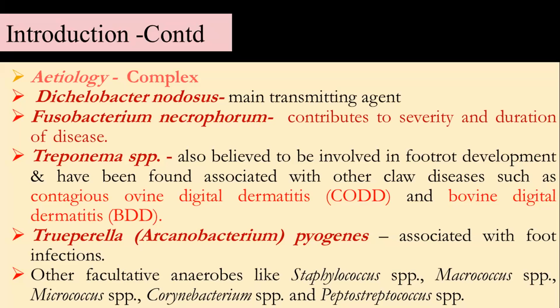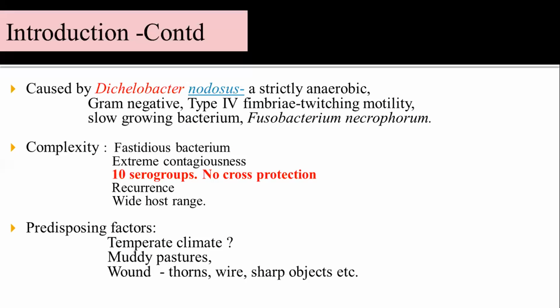Other organisms like Staphylococcus aureus, Macrococcus, Micrococcus, Corynebacterium are also found. But foot rot is mainly caused by Dichelobacter nodosus, the essential transmitting agent. We'll be focusing on Dichelobacter nodosus. We know that this is a strict anaerobic bacterium, meaning that if it is exposed to oxygen, the bacteria will be killed.